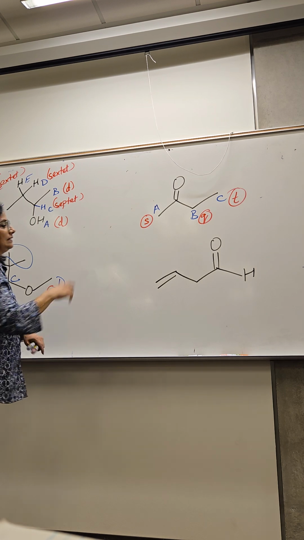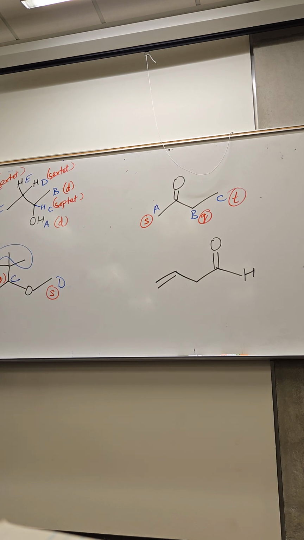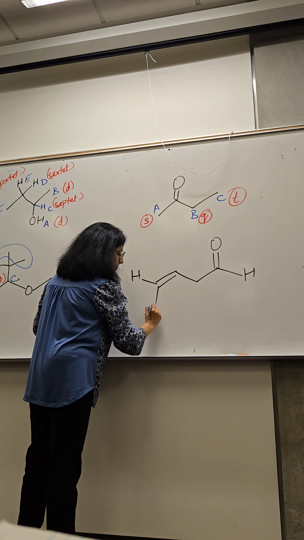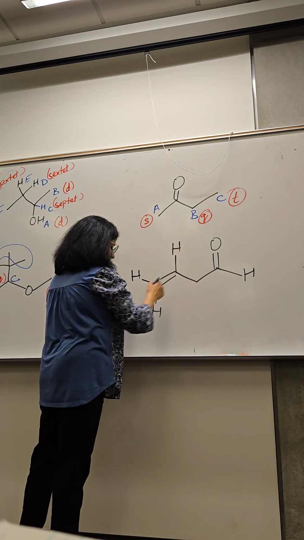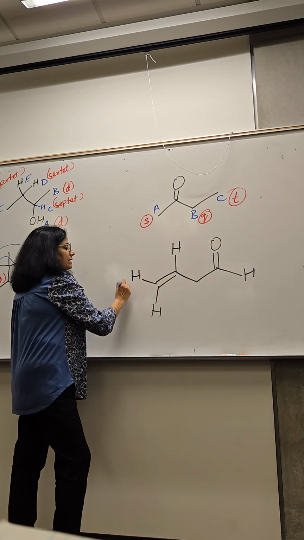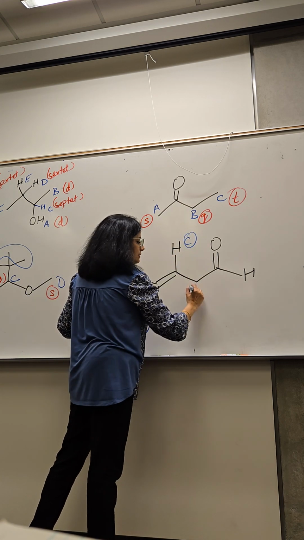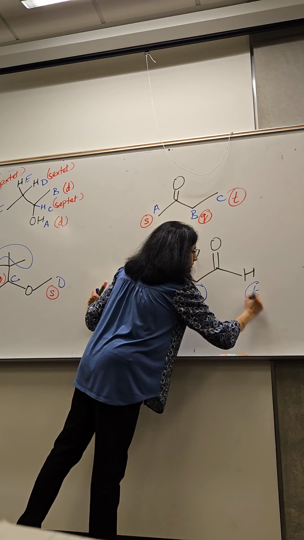Let's look at the next one. How many signals? 5. So what are those 5? Two H's after the double bond. So these are diastereotopic hydrogens. C, D, and E.